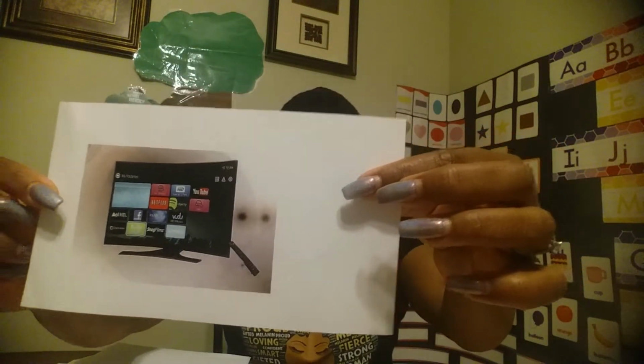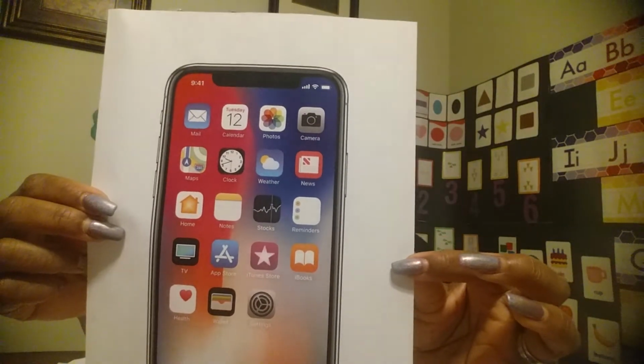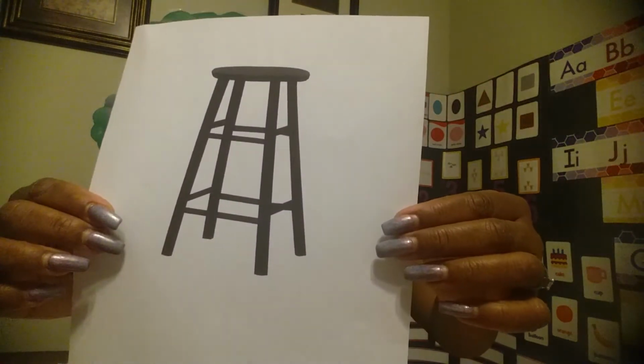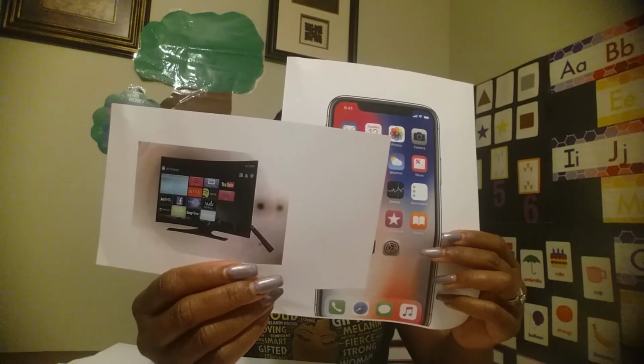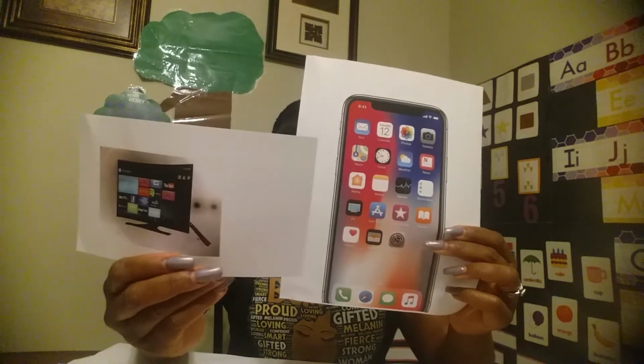Which one does not belong? We have a TV. Bone. Which one does not belong? Stool does not belong, because here we're talking about things we can watch. We can watch a TV. It gives us information. We can also watch our mom or dad's phone, or even if you have a phone, you can watch your phone. Both of these things give you information. So, the stool does not belong.